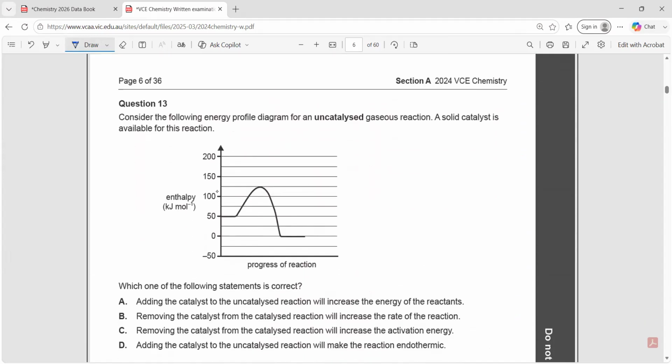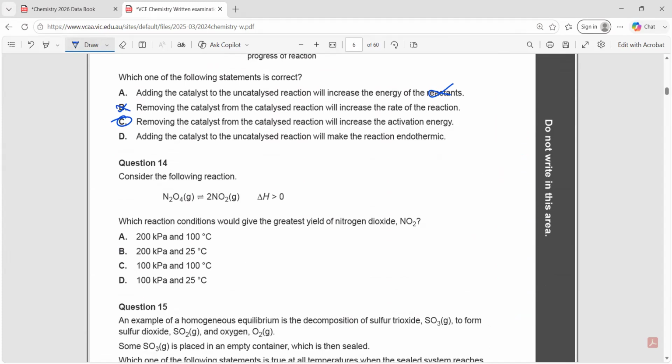Adding a catalyst to the uncatalyzed reaction will increase the energy? No, it won't change the enthalpy of the reactants. Removing the catalyst from the catalyzed reaction will increase the rate of the reaction? Nope. Removing the catalyst from the catalyzed reaction will increase the activation energy? Yes. Okay, very obvious.